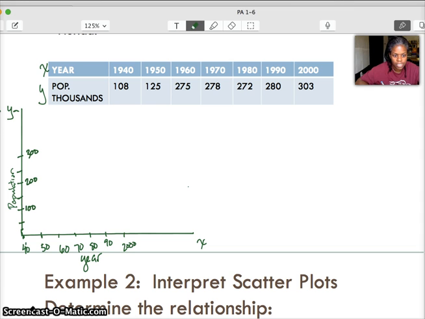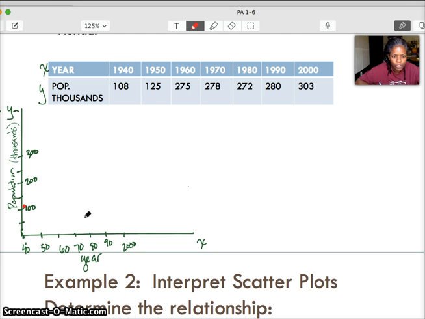And so I'll add that just now. Okay, perfect. I feel set to graph. So now I'm going to plot my scatter points. For 1940, the population was just over 100,000. So I'm going to go to 1940 and I'm going to put a dot right there, just over 100,000.